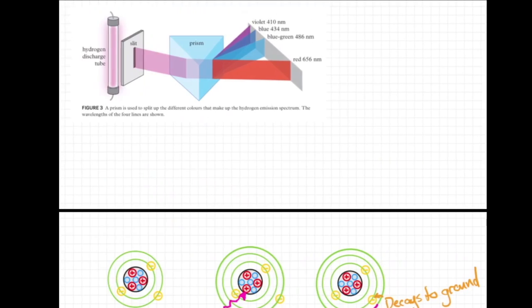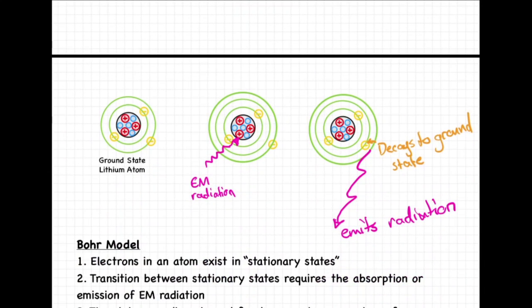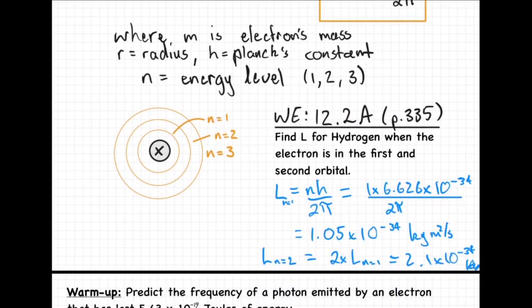So the Bohr model addresses that by proposing that there are stationary states and they only decay to a ground state, and then they can't decay any further, okay? And that's what we now accept.